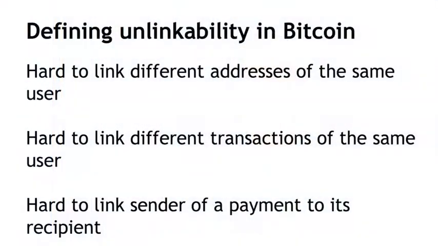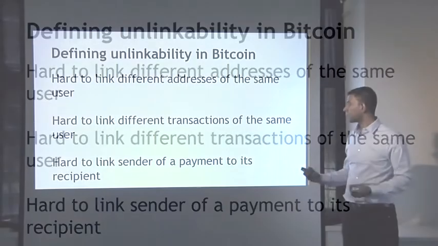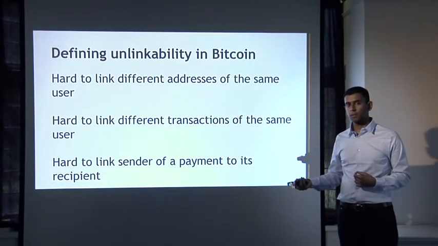So let's try to define it in a little bit more concrete sense, what unlinkability means in the context of Bitcoin. And we can do that in a variety of different ways. One is that it should be hard to link together different addresses of the same user. Another is that it should be hard to link together different transactions made by the same user. Both of these seem intuitive. Look at this one though. It should be hard to link the sender of a payment to its recipient.